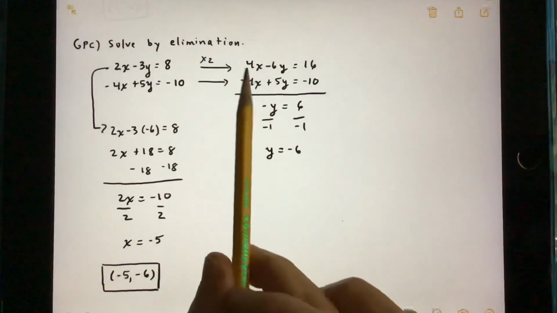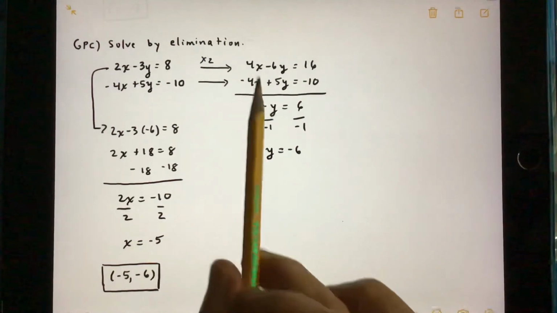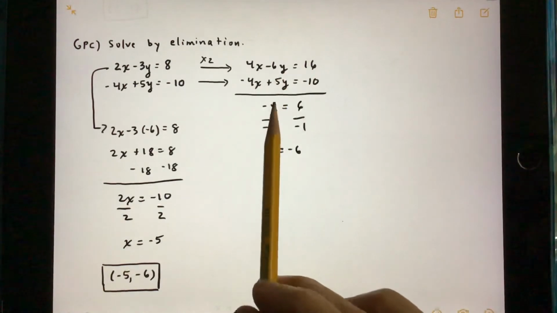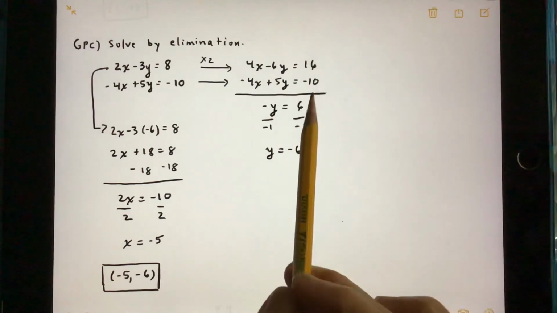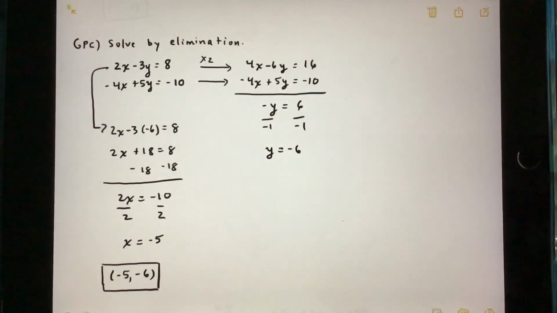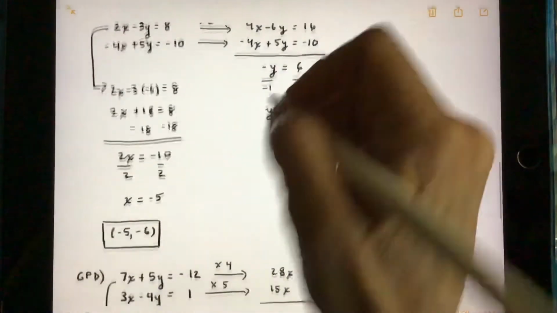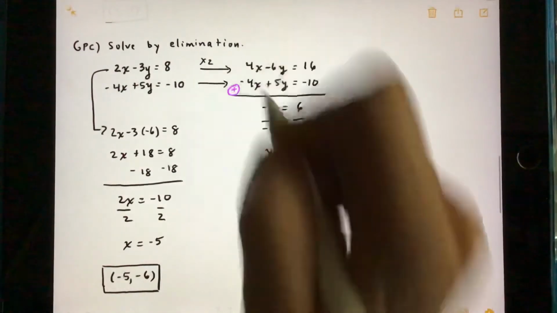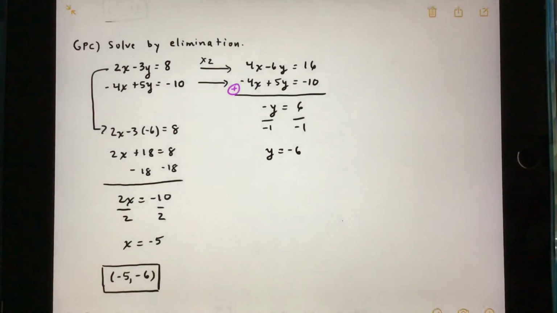So here I have my opposites in my x's, and so when I add them together, we get 0x. Adding my y's together, negative 6 plus 5 is negative 1y. That negative 1 is hiding there. And 16 plus negative 10 is 6. So we're always going to be adding these 2 equations together. It's not wrong to subtract them, but I like to be consistent with the way I work through these so I don't get mixed up. So I always create opposites that I can add together.